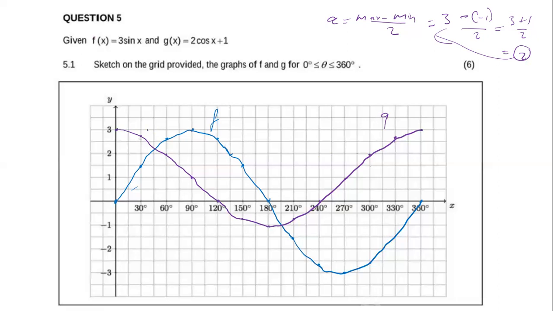Now 5.2.1 says, write down, they don't even say calculate, write down the following: amplitude of g. Let's go back to our graph. Because it is provided in the form of an equation, not only a sketch, you can just take the coefficient of cos x. That is the amplitude of the function. So the amplitude in this case is 2. We are done for 1 mark.